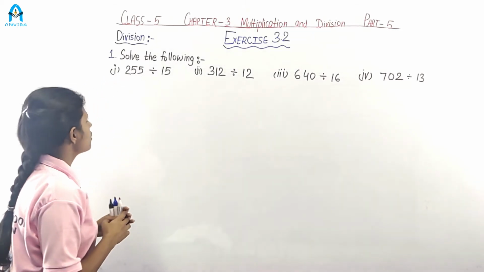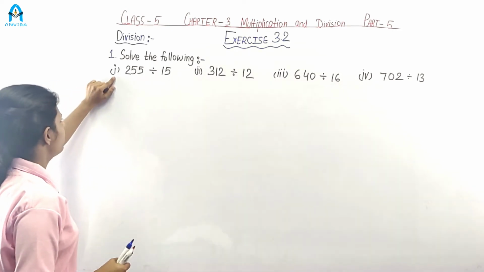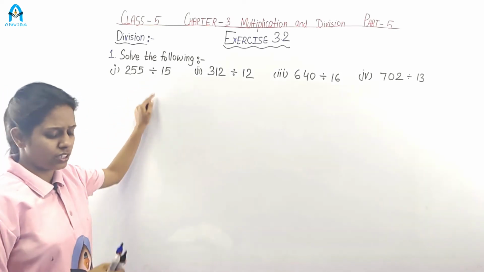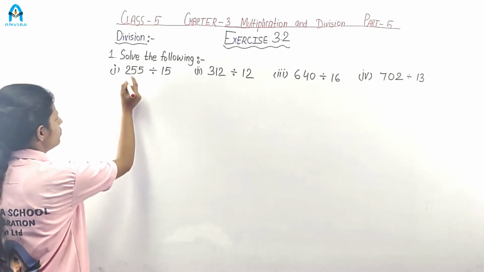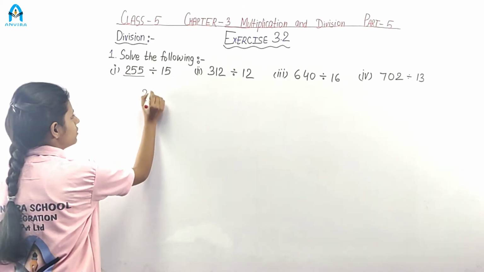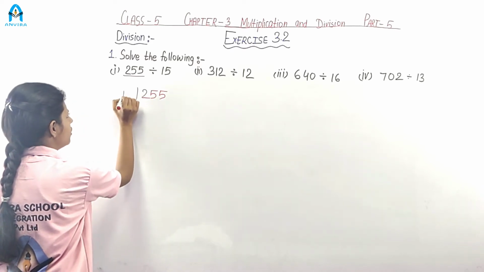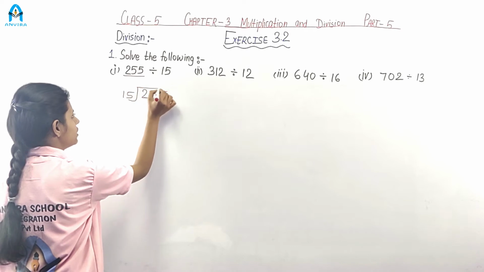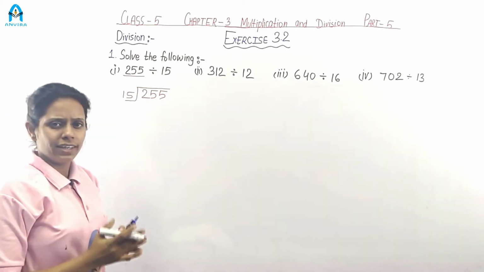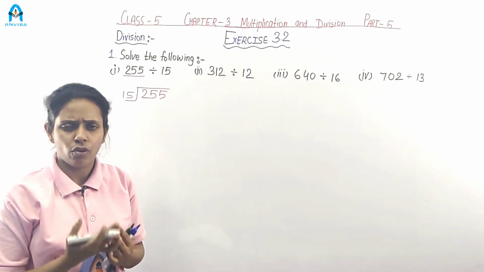Question number one: solve the following. Let's start with the first. So the sign of division. Let's divide. This is the dividend, and then here we write the divisor. Now let's divide. For dividing, we need the table of 15.